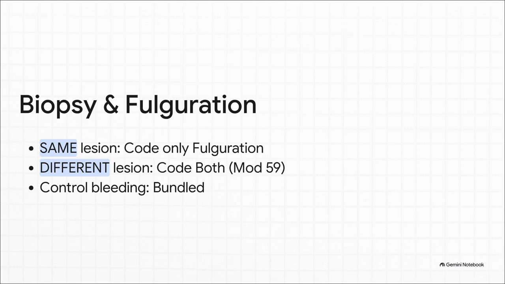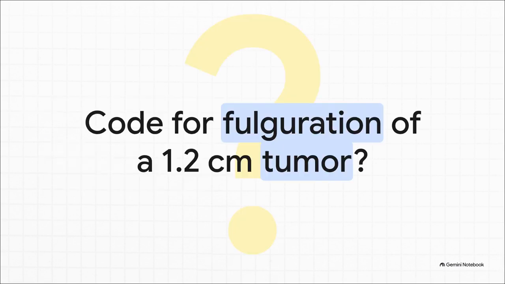Oh, and a quick tip, if they are just fulgurating a biopsy site simply to stop the bleeding, that is never separately billable. Let's put this logic to the test with a quick knowledge check based on a scenario you might see in the clinic tomorrow. Your surgeon performs a rigid cystoscopy and fulgurates a 1.2 centimeter bladder tumor. No separate biopsy is taken. Take a second. How are you going to code this?